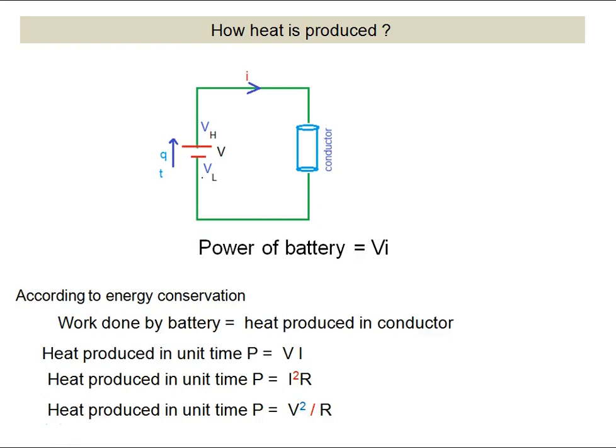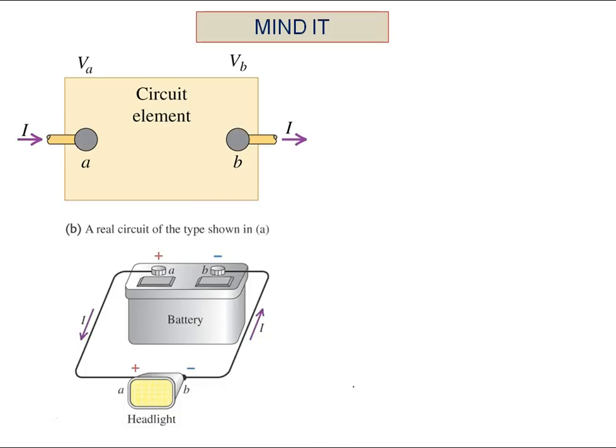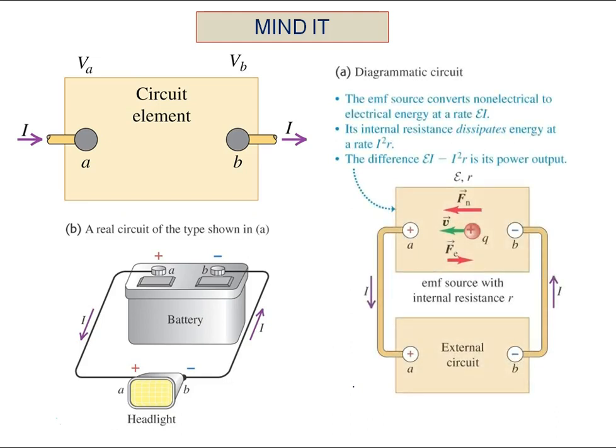Now you can convert this VI into different forms by using Ohm's law, V equal to IR. I think all of you have done this in junior class also. When you put V equal to IR, or you can put I equal to V by R, you will get these two equations. So all of you just mind it. Just pause the video and read this point, because we will discuss the numerical.